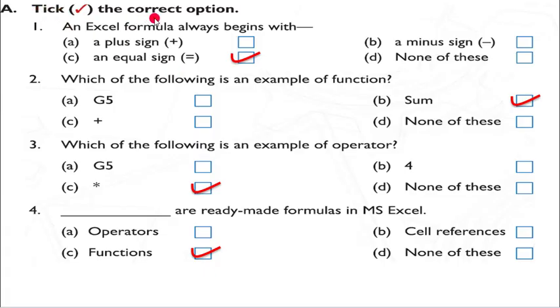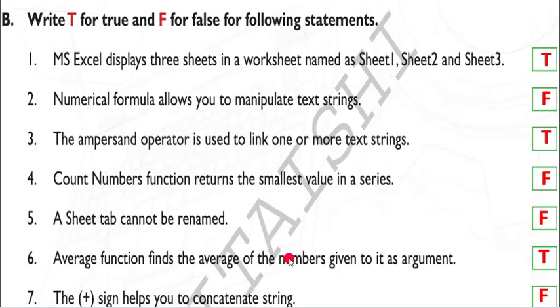Second is, tick the correct option. First, an Excel formula always begins with: answer is C, an equal sign. Second, which of the following is an example of function? Answer is B, SUM. Third, which of the following is an example of operator? Answer is C, asterisk, multiplication sign. Fourth one, dash are ready-made formulas in MS Excel. Answer is C, functions. Okay.